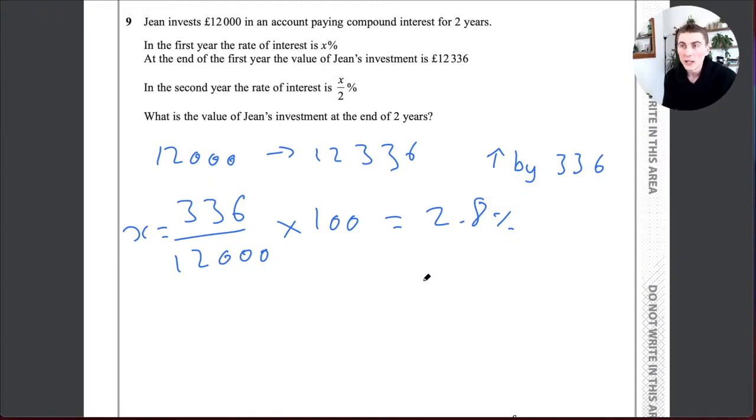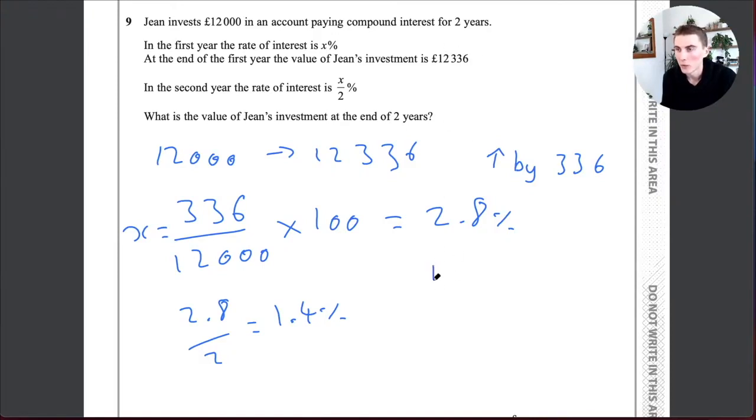So, now that we know the first year interest was 2.8%, and we're told in the question just here that the second year of interest is X/2, like half of that. We know that in the second year it'll be 2.8 over 2, which, if you put in the calculator, is 1.4. So we know in the second year she's going to get 1.4% interest. So let's find now 1.4% of this amount then.